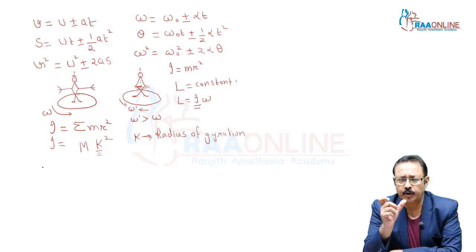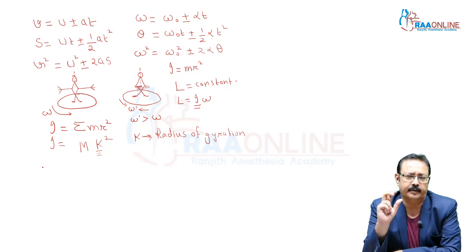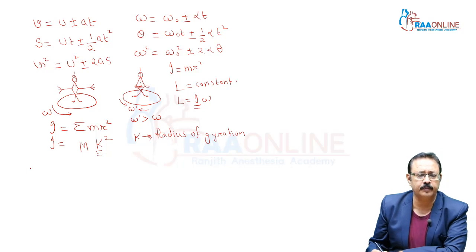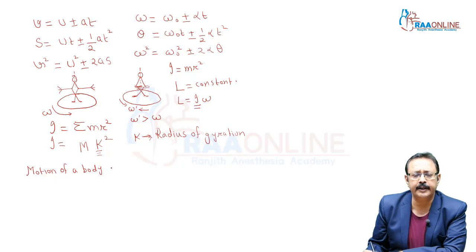So we will discuss theorem of parallel axis, theorem of perpendicular axis. Only two theorems are there. And we will discuss the motion of a body. First, I am telling you, suppose motion of a body. Three types of motion may be there. Three possibilities are there. I have this one sphere, solid sphere I am putting here.